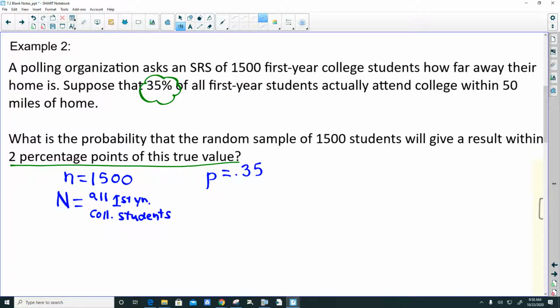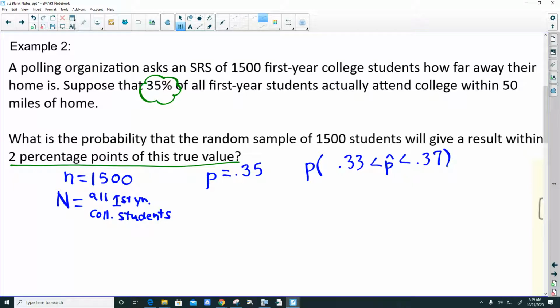So the question that's being asked here is, what would be the probability? It says within 2% here. So we want to know what's the probability that we would get a sample proportion somewhere between 0.37 and 0.33, like adding 2% and subtracting 2% from the 35%. That's the question we're trying to answer.